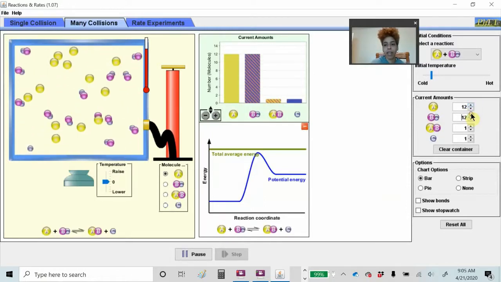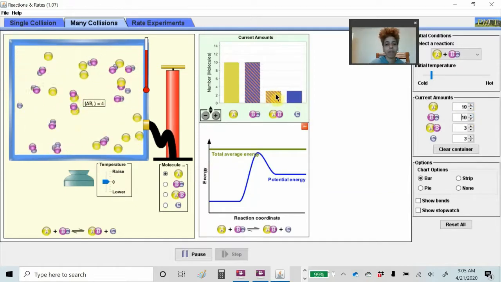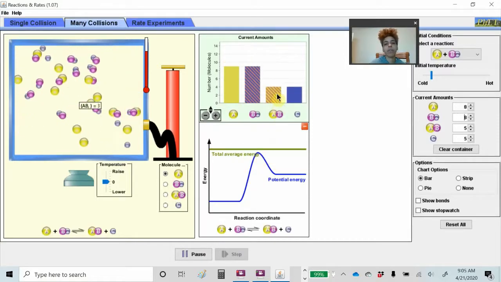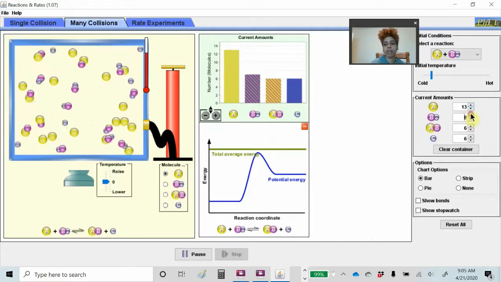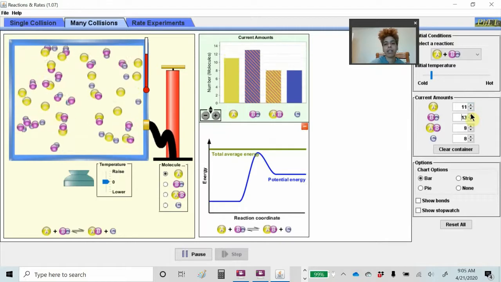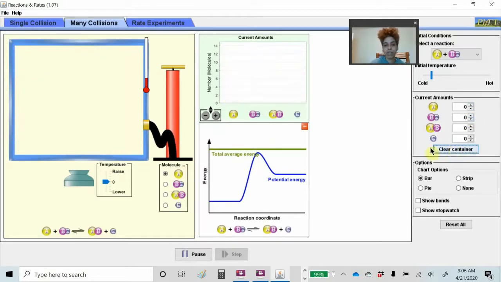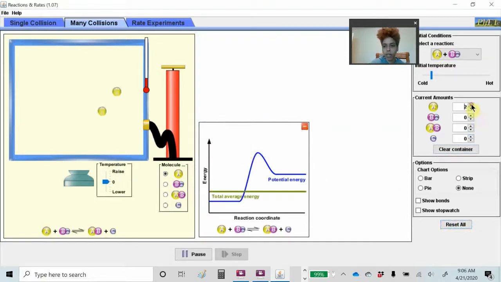Notice that once I start adding more molecules, I end up getting more products, right? I'm already over the activation energy. So if I add more reactants, I'm going to get more products, right? Let's clear our container. Let's reset everything and start it cold. And I'm going to add 15 molecules of each.